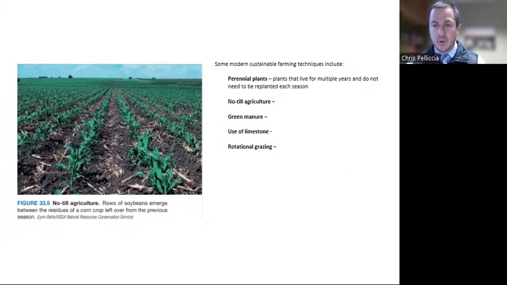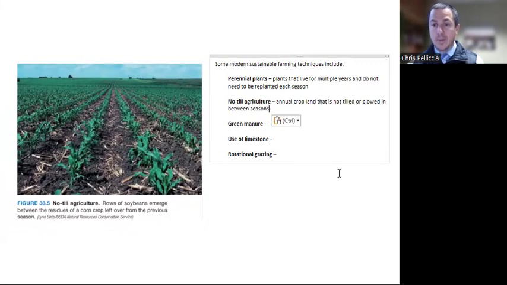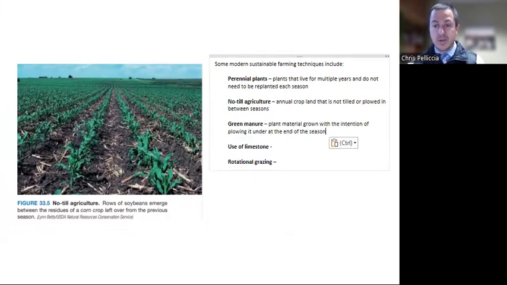We also have been exploring, as a modern technique, no-till agriculture. No-till agriculture occurs when annual cropland is not tilled or plowed between seasons. Some farmers are experimenting with green manure. This is plant material grown with the intention of plowing it under at the end of the season, crops that are not intended to be sold or used for other purposes.